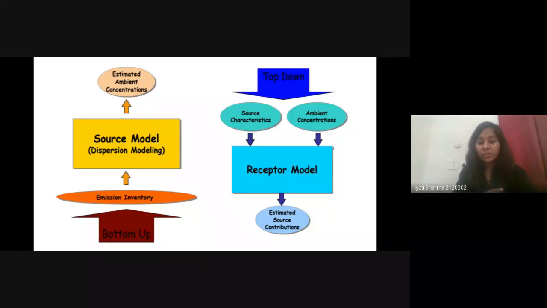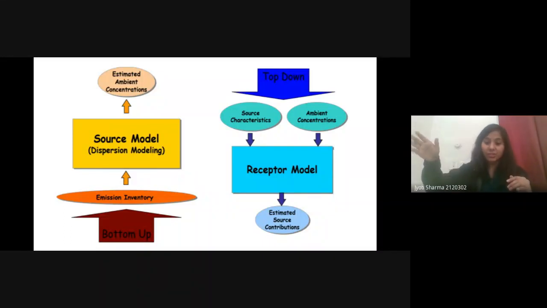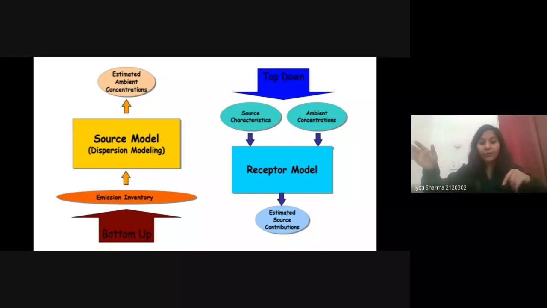Okay, so by emission inventory you are just calculating how much pollution, let's say carbon monoxide, let's say nitrogen dioxide, it is releasing into the atmosphere. So you will create the emission inventory. Then, based on the quantity of that pollutant, you will put this as an input in the source model or the dispersion model that will disperse this pollutant into the atmosphere, and then you will estimate the exact concentration in the atmosphere you have of that particular pollutant. So this is the bottom up approach.